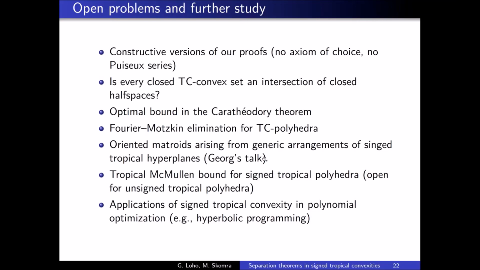And like Georg mentioned, there are some questions about oriented matroids arising from generic arrangements of signed tropical hyperplanes. It may also be interesting to study the combinatorics of the signed tropical polyhedra. For instance, what is the analog of the McMullen bound? And I think that there may also be some interesting applications of the signed tropical convexity in other contexts, such as polynomial optimization, and for instance in hyperbolic programming.